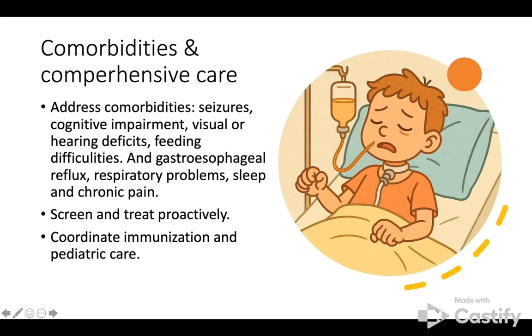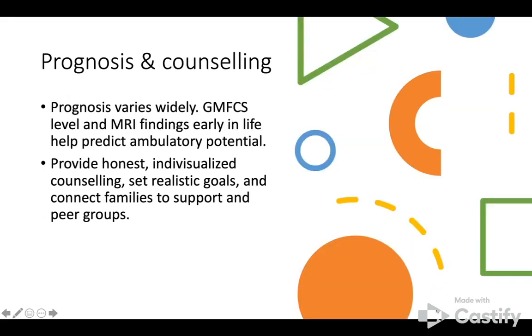avoid aspiration pneumonia. And for sleep and chronic pain, which are again very frequent comorbidities, you can use sleep medications like melatonin and analgesics to take the pain under control. They require screening and treating recurrently.